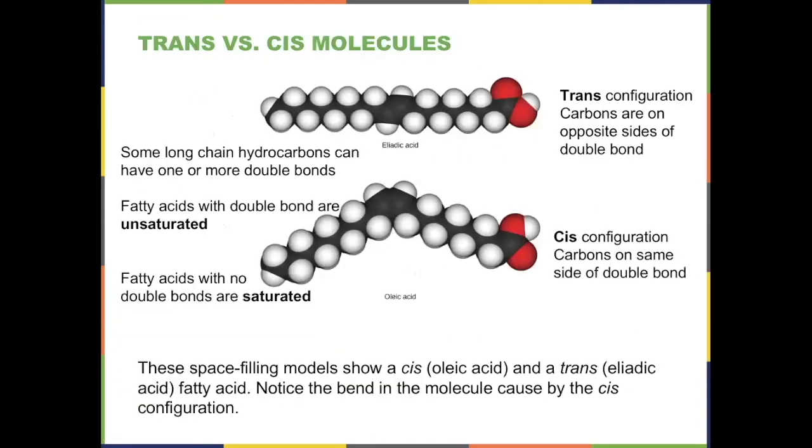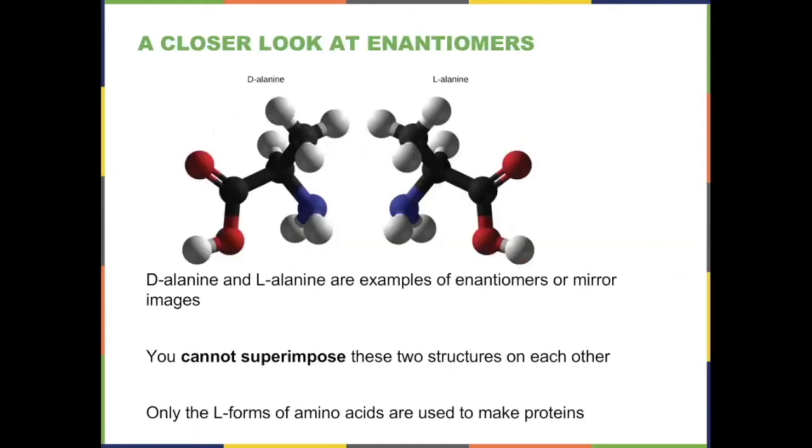So here's another picture of the cis versus trans molecule, with that double bond and the arrangement of the groups around them. With the enantiomers, again, this is when you've got four different things attached to a carbon atom and you can have mirror images.